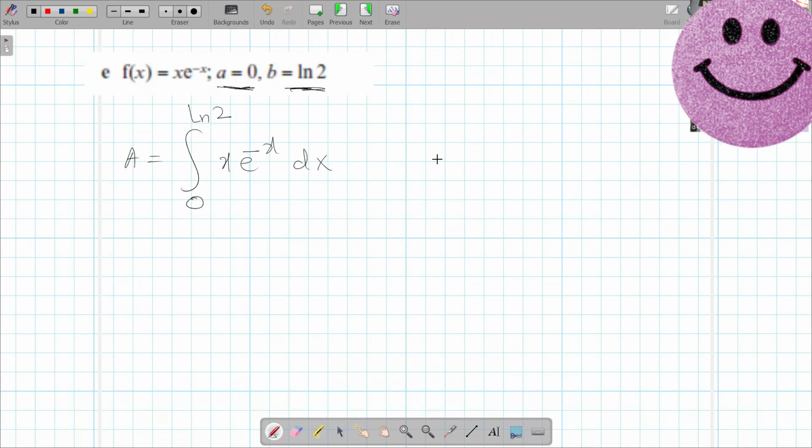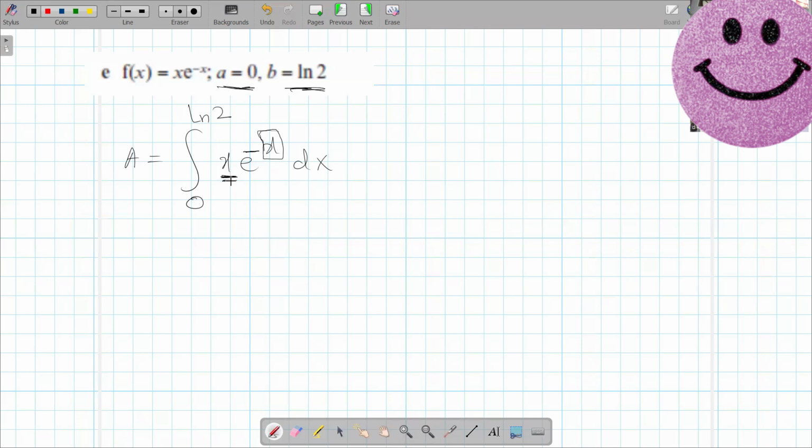Which method will be used? Can we do it directly and just make it negative x e to the minus x, or do we need to use integration by parts? Always remember: see if the derivative of the power is available. What is the derivative of the power? Minus 1, I guess. But we have an extra x here.